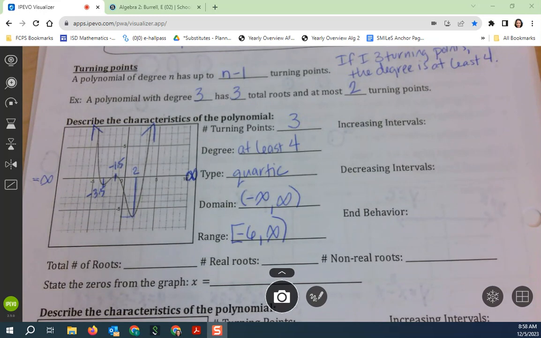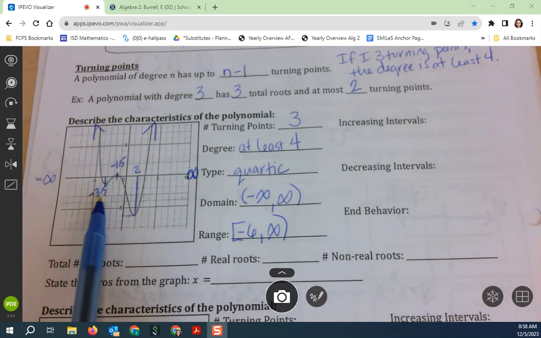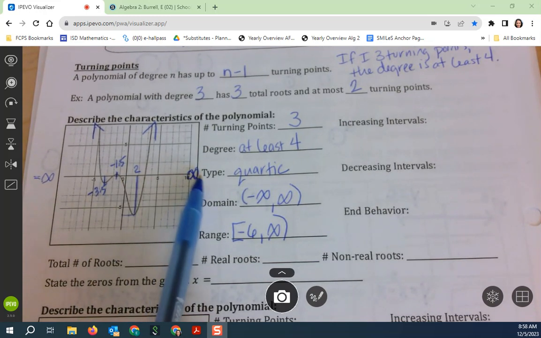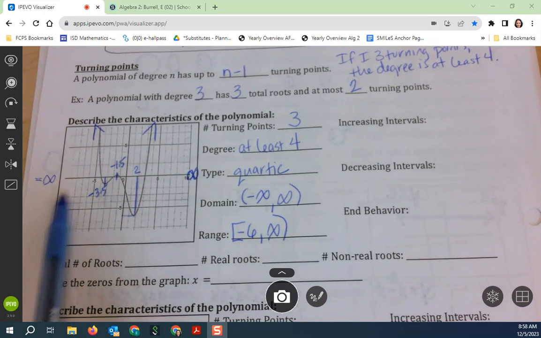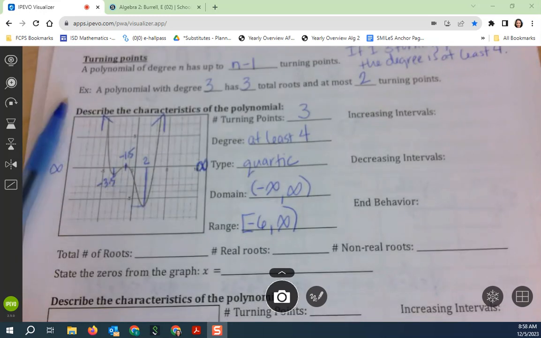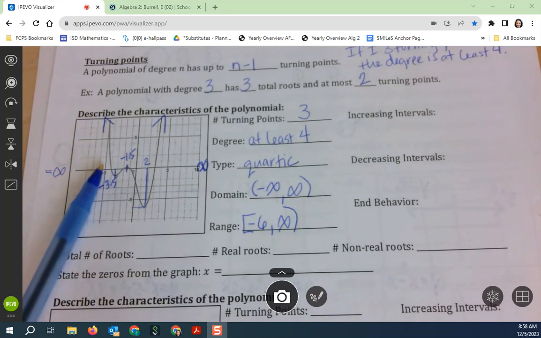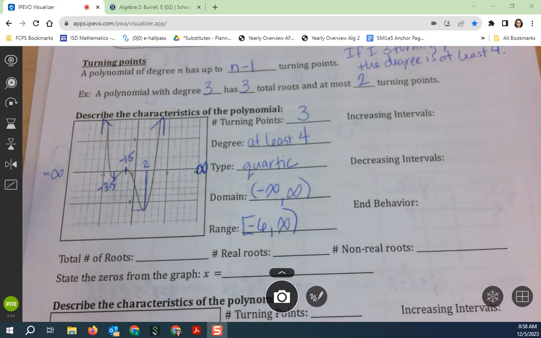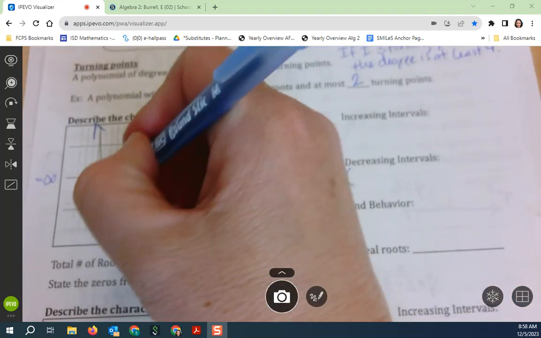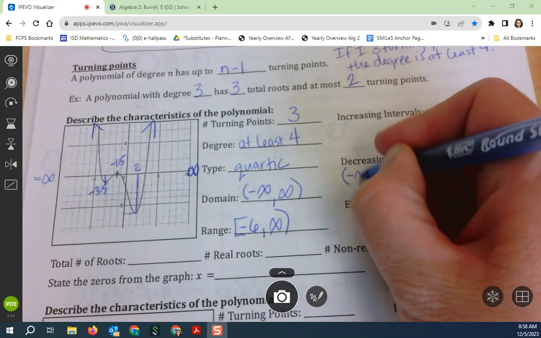So for our intervals, we're going to be using these x numbers. Negative infinity, negative 3.5, negative 1.5, 2, and then positive infinity. These are the numbers that we're going to use in our intervals. As we read it from the left to the right, does it start increasing or decreasing? Decreasing. So we're going to put our first interval under decreasing, and it's negative infinity, negative 3.5.